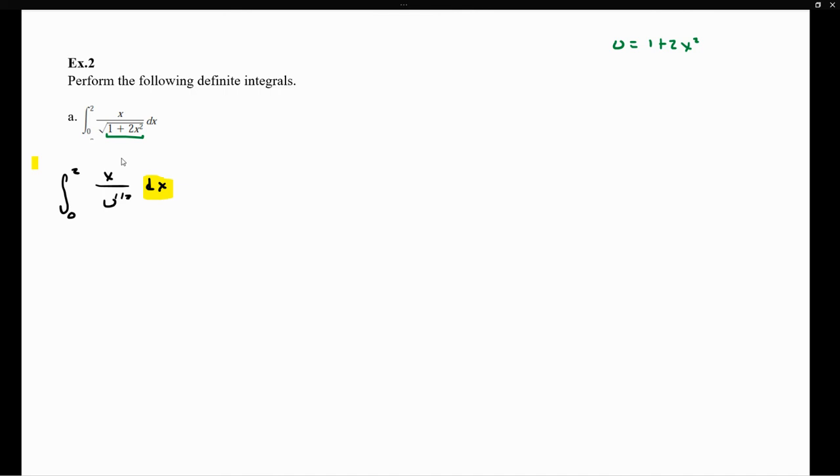I still need to rewrite the x in terms of u, aka we need to find out what du is, and we need to take care of this x. Everything has to be written in terms of u. Let's take care of this problem. Let's take care of rewriting the x in terms of du.